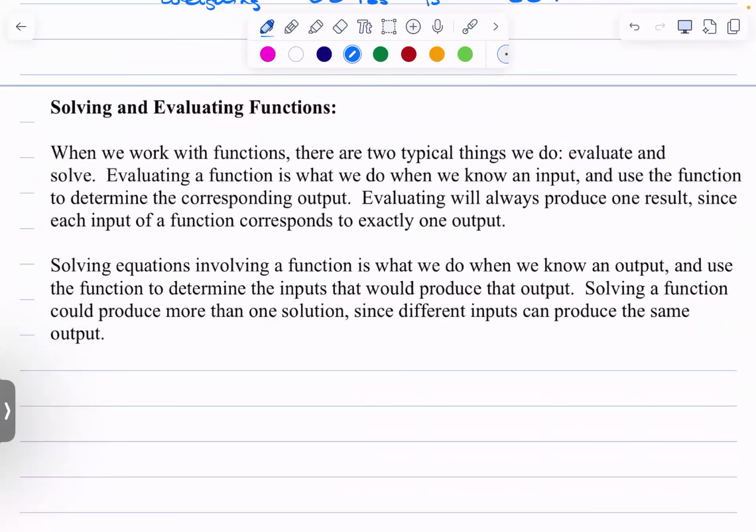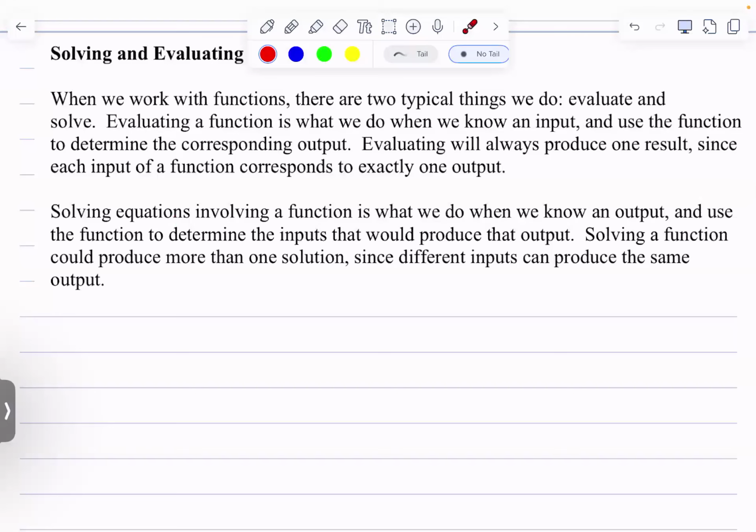But when we work with functions, there are two typical things that we do: evaluate and solve. Evaluating a function is what we do when we know an input and we use the function to determine the corresponding output. Evaluating, because it's a function, will always produce one result. Each input can only yield one output. Versus solving equations involving a function is what we do when we know the output.